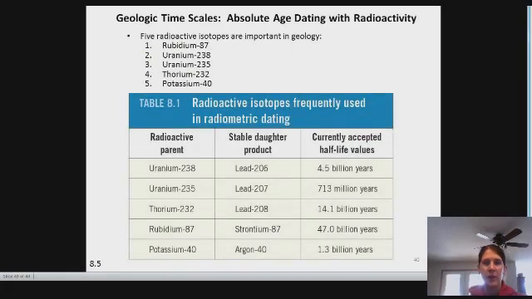There are 5 isotopes that are very important when we're talking about geology and using these for absolute age dating. They are rubidium-87, uranium-238, uranium-235, thorium-232, and potassium-40. This is because they're present in fairly high quantities and give us very stable daughter products. So uranium-238 gives us lead-206, and the current accepted half-life value of this is 4.5 billion years. So it takes 4.5 billion years for us to get to a 1-to-1 ratio. Uranium-235 to lead-207 is 713 million years. Thorium-232 to lead-208 is understood to be 14.1 billion years per half-life. Rubidium-87 to strontium-87 is 47 billion years, and potassium-40 to argon-40 is 1.3 billion years.